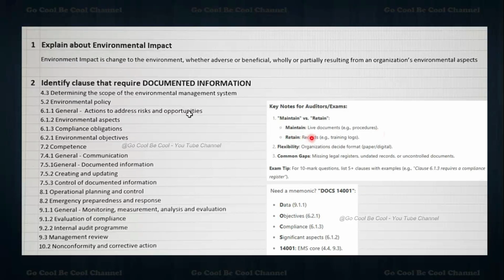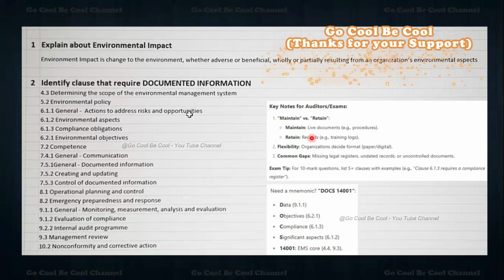What is the difference between records and documents? A document is what is demanded, what is to be done, what is supposed to be recorded. A record is what is actually available, what is already done. So that is the record. Okay, please understand very clearly.